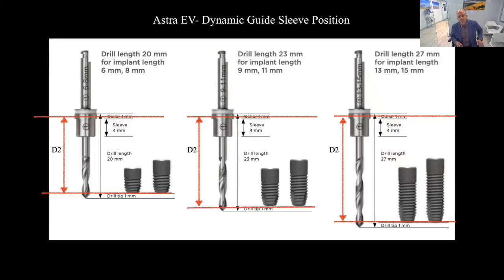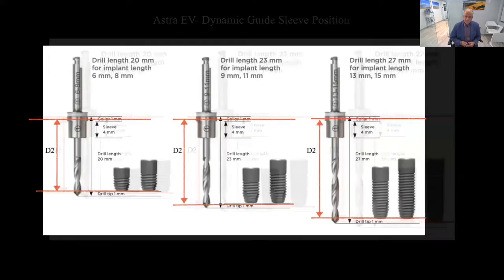And this is what Astra sleeve system would look like, and that's how D2 is measured. So it's measured from the collar to the tip of the drill, and what they've done is they've reduced the number of drills by allowing you to use a 6 or an 8 millimeter in the same osteotomy in 9/11 and a 13 and a 15. So it's just they've condensed the kit and made it a little bit smaller.